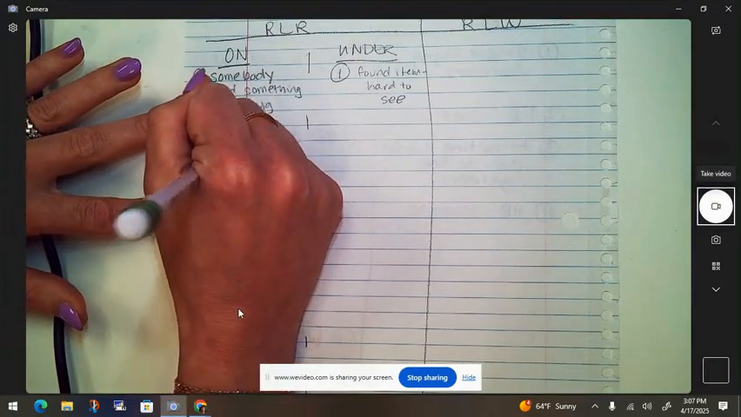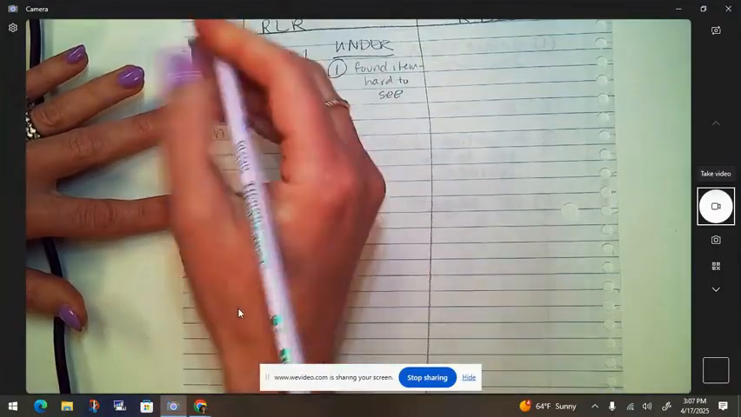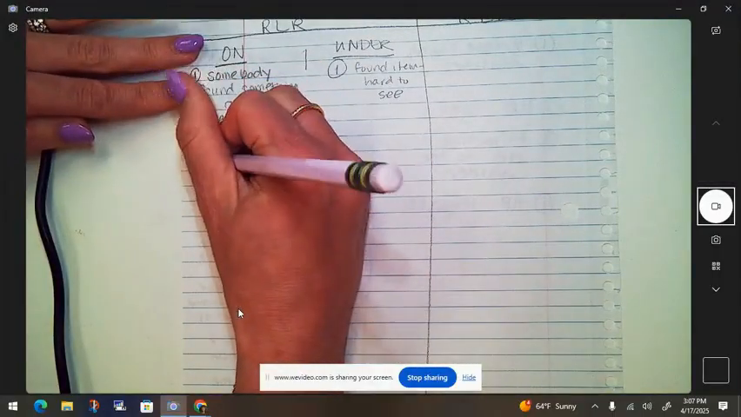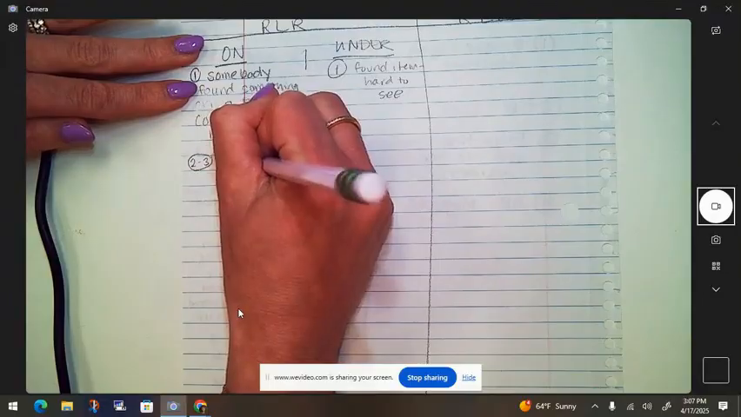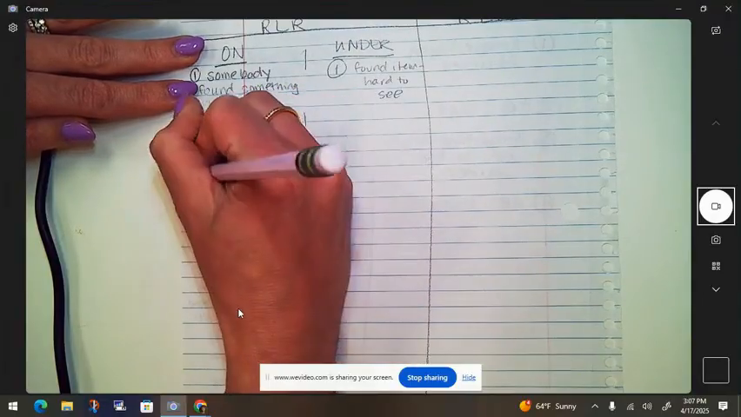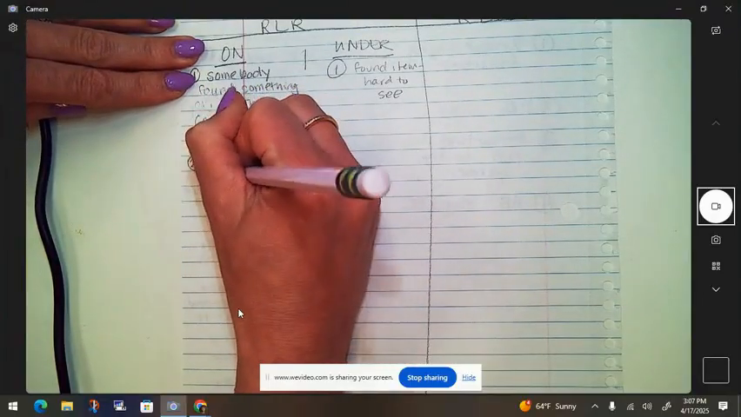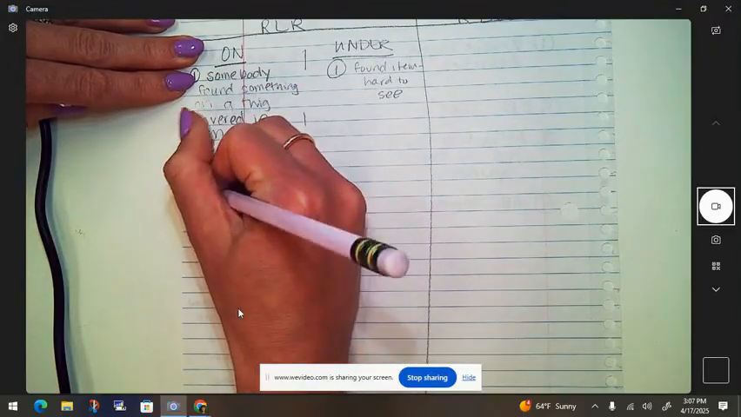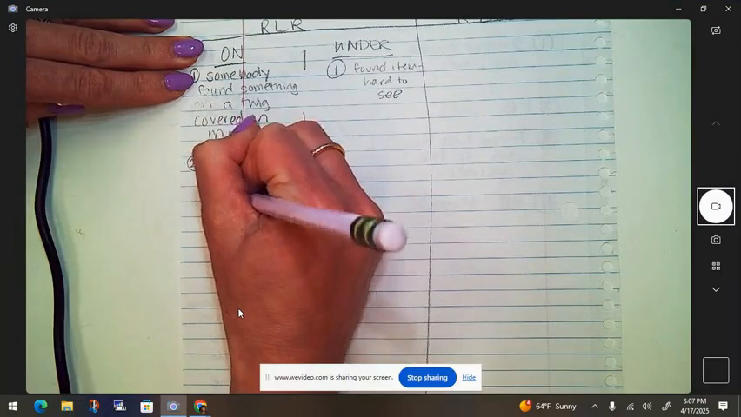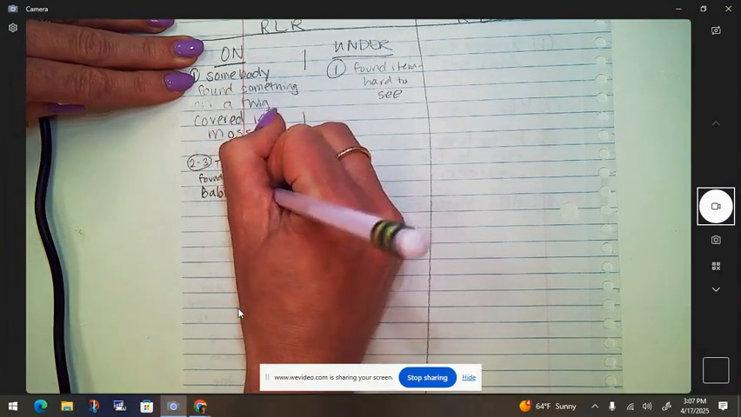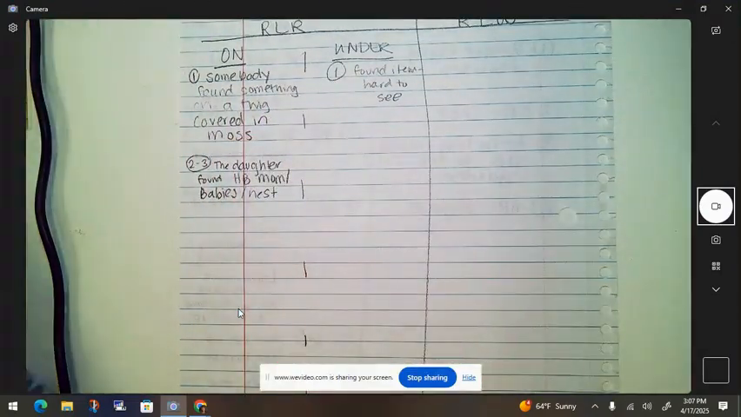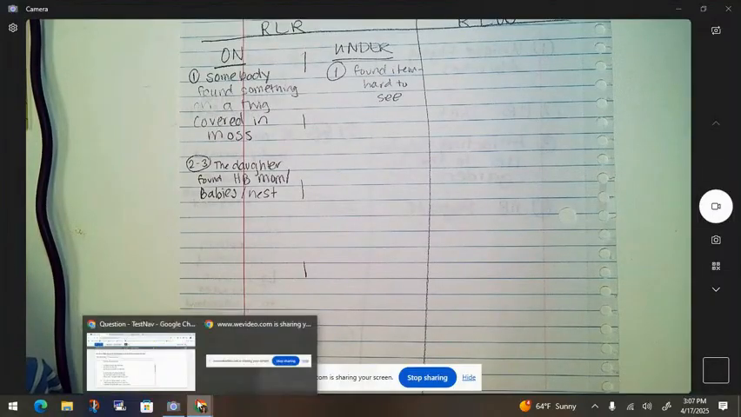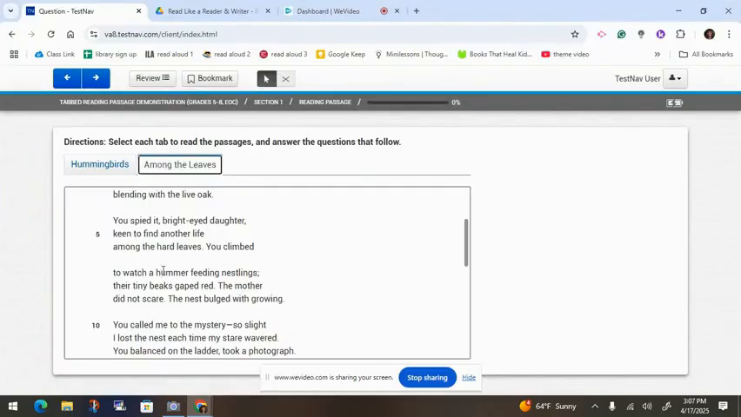This is stanza 2 and 3. So we've got a little bit more information now. The daughter found hummingbird mom and babies nest. Okay. And I believe it said you climbed. So we know she climbed up somehow to watch them.